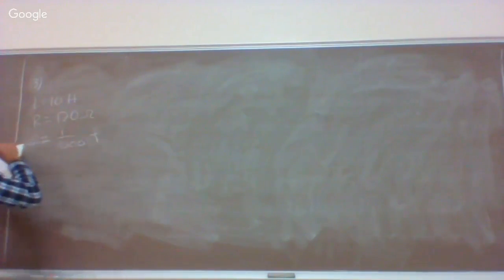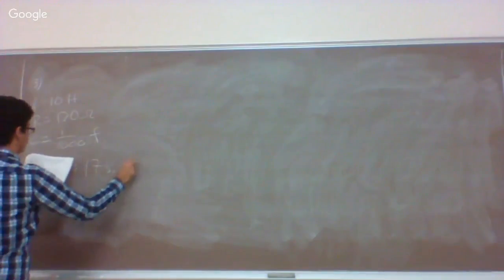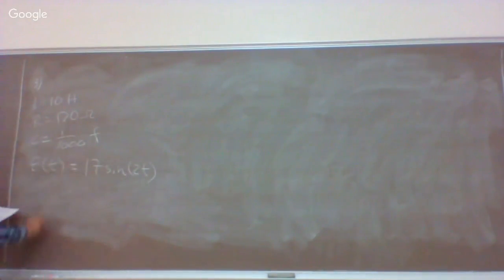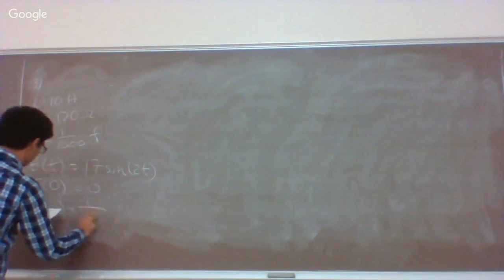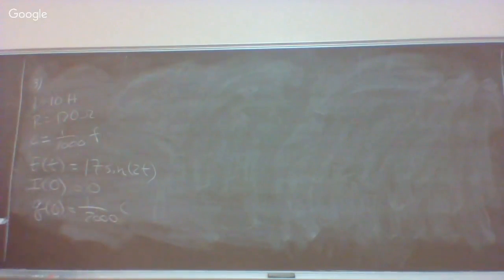So number 3, we have an RLC circuit. My L is equal to 10 henries. R is equal to 120 ohms. C is equal to 1 over 1,000 farads. I have voltage equal to 17 sine of 2t. And the initial conditions, current at 0 is equal to 0, and charge at 0 is equal to 1 over 2,000 coulombs.